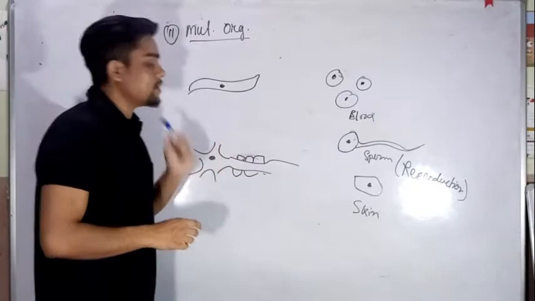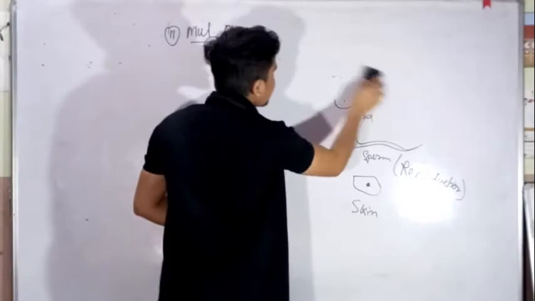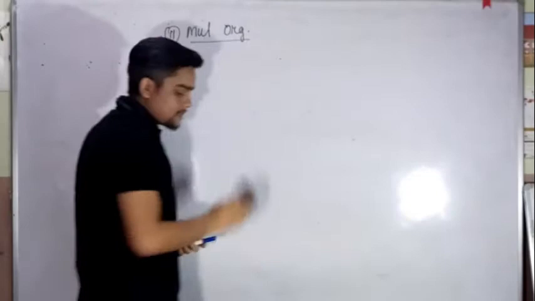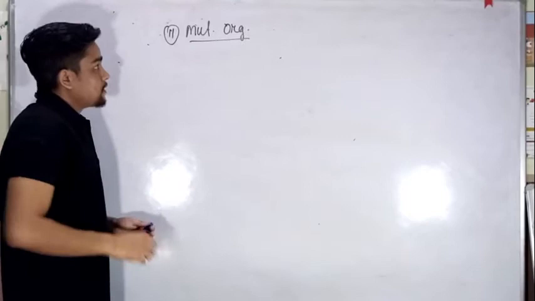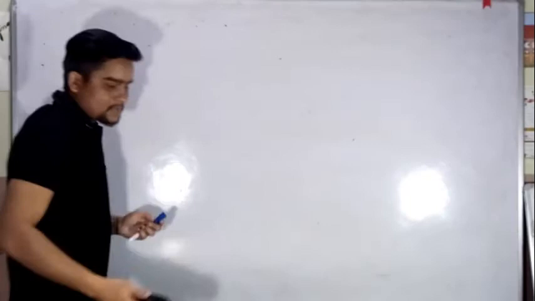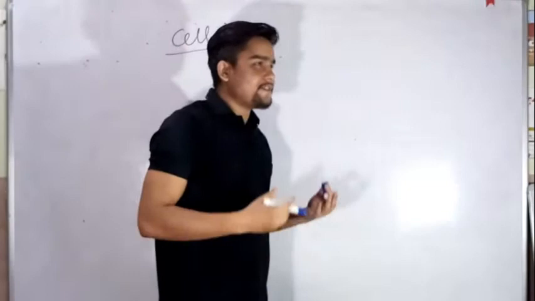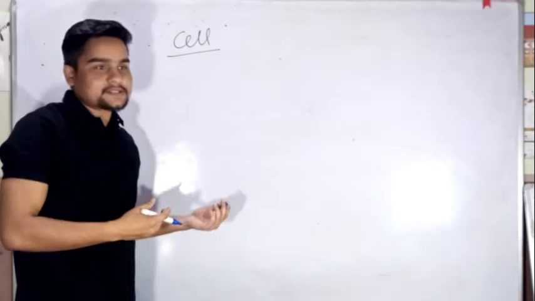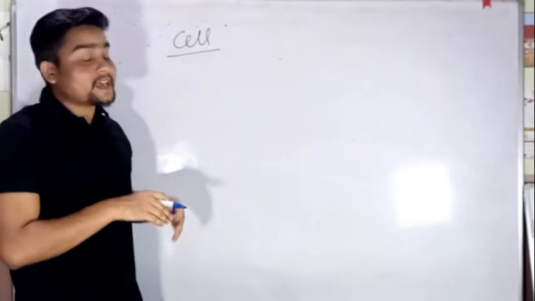The nucleus: in unicellular bacteria we have a nucleoid, but in a true nucleus there is a double membrane bound. The cell is the structural and functional unit present in all living organisms. There are multicellular organisms and unicellular organisms according to the number of cells present.